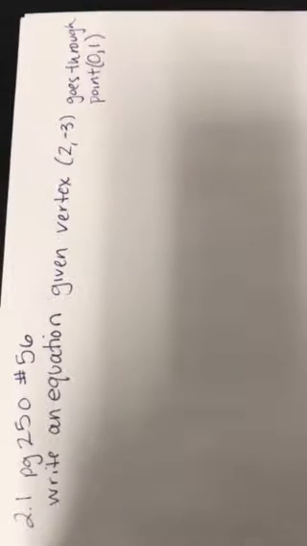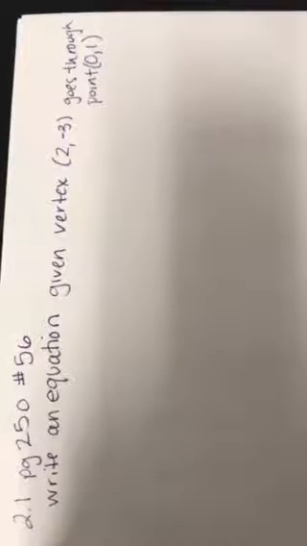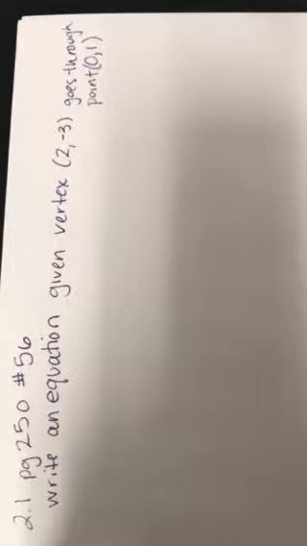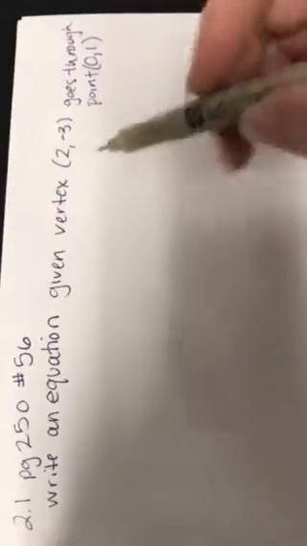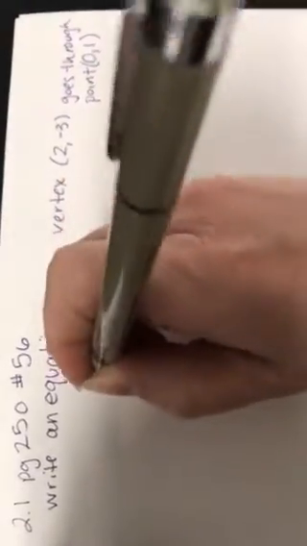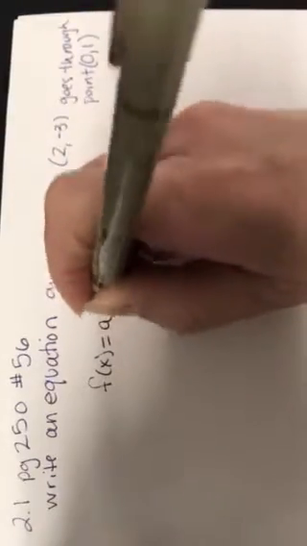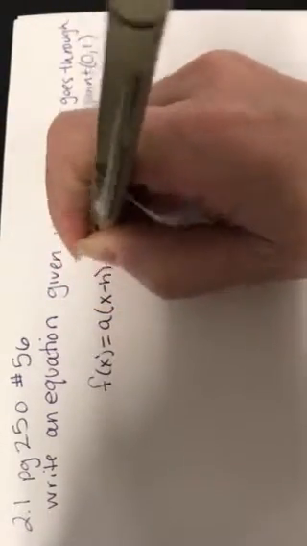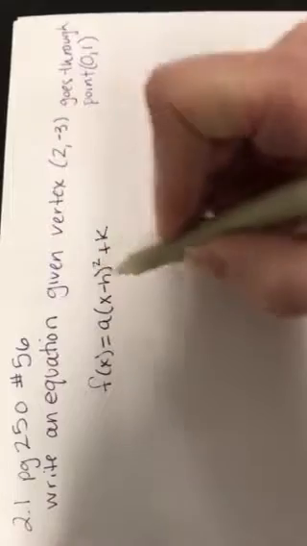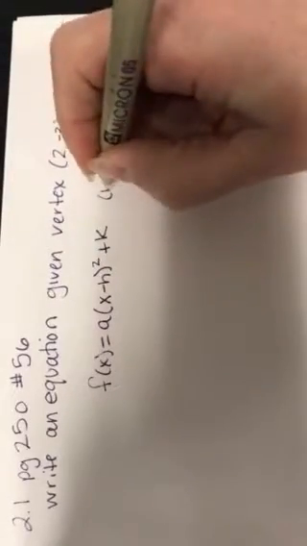So now I'm going to show you how to write an equation if you're given the vertex and a point that goes through a graph of that function. I'm given the vertex, so I'm going to use vertex form, which is f of x equals a times the quantity x minus h squared plus k, where (h, k) is the vertex.